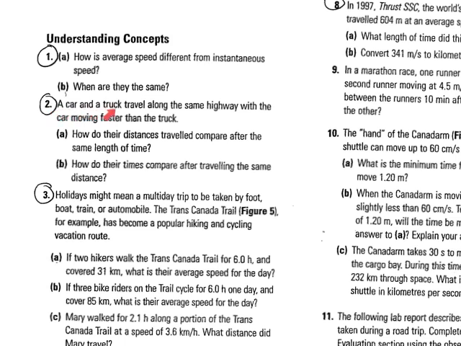Number 2, a car and a truck travel along the same highway with the car moving faster than the truck. Now, you're going to be answering this based upon your own knowledge just about travel when you're in a vehicle. How do their distances traveled compare after the same length of time? So think about it. If you're traveling on a highway for the same length of time as the person in the car, but they're traveling faster, what's the distance going to be like for you compared to them?